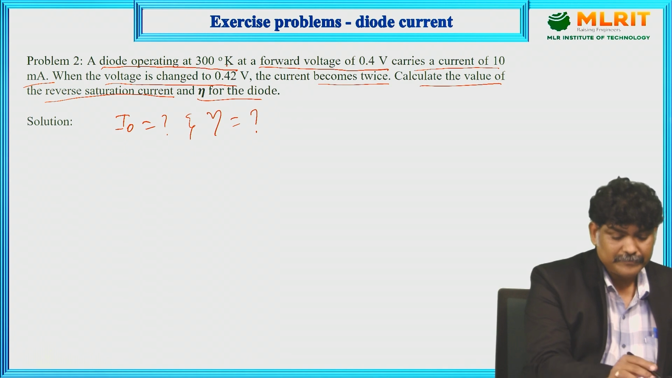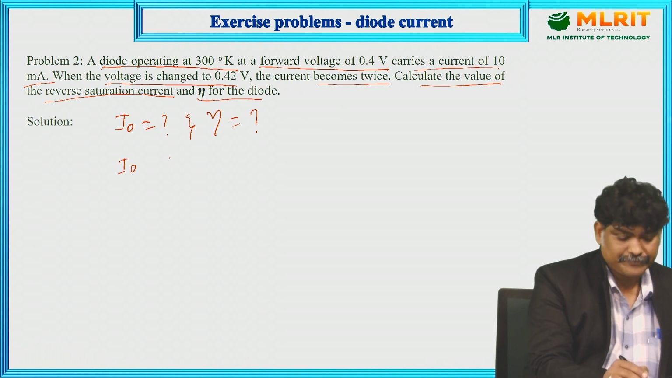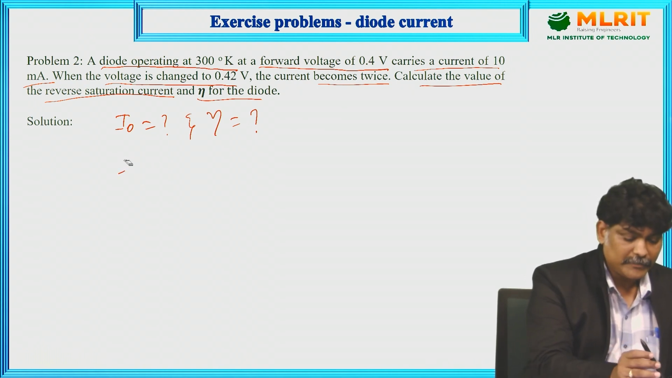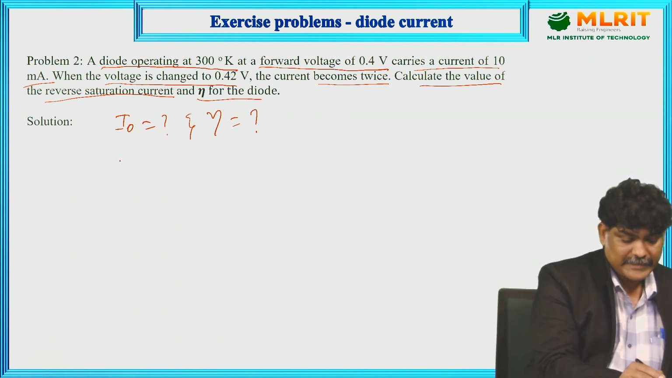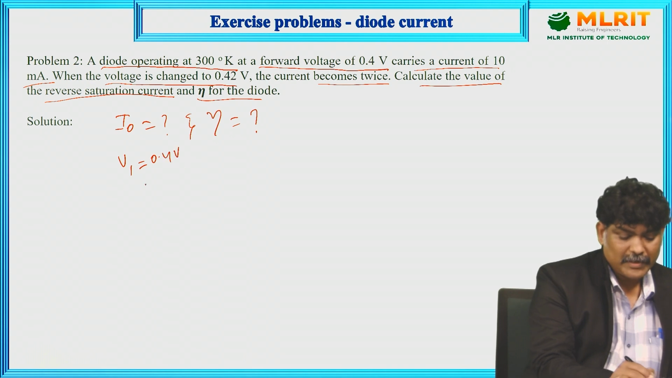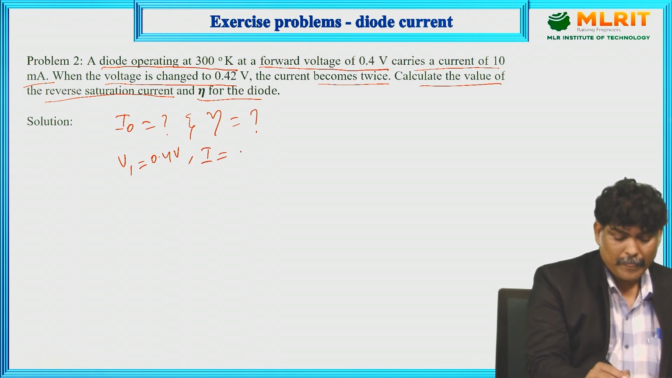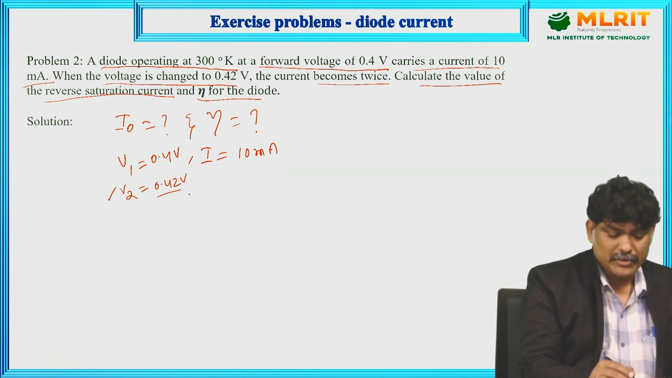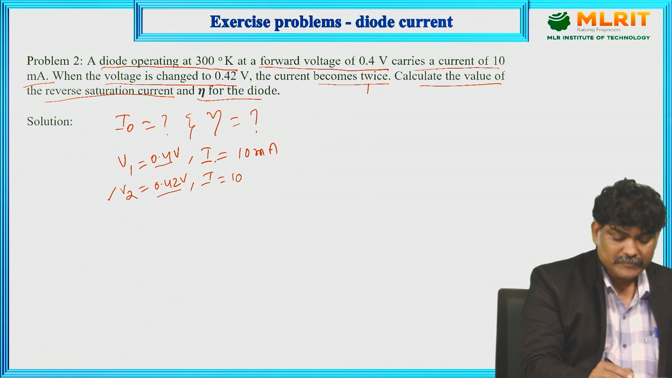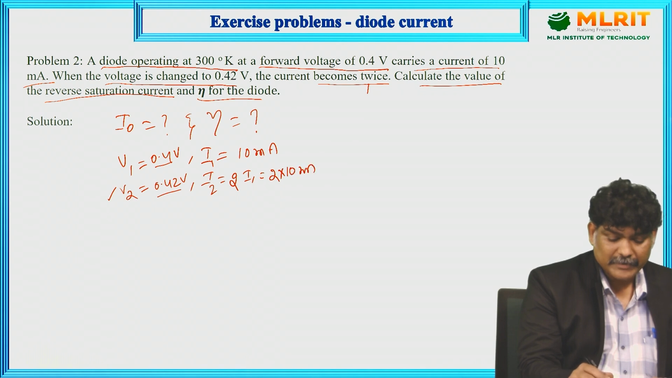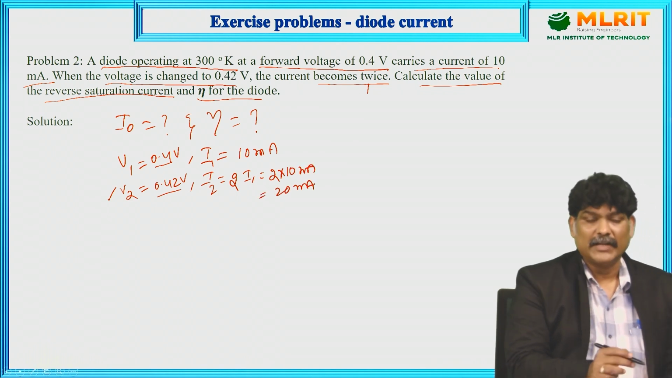So what are the given data we have? Two voltages, two different currents, right? We need to calculate I naught. For example, V1 is equal to 0.4 volts. In such case, the current is 10 milliamperes. When V2 is equal to 0.42 volts, that means the voltage applied to the diode is increased to 0.42 volts from 0.4 volt, then what will be the current? Current is twice. This is I1, this is I2. I2 becomes 2 I1, that is equal to 2 into 10 milliamperes, that is 20 milliamperes.